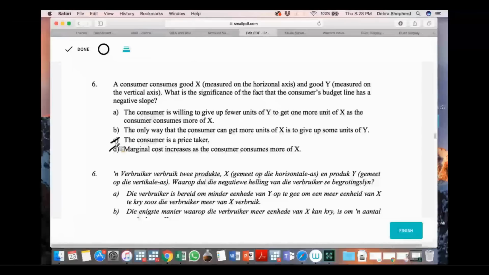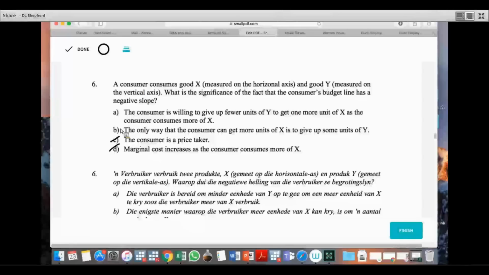C is also wrong. The budget line has to do with what is actually possible for a consumer. So a consumer has a certain income. They're consuming two different products, and those two products have different prices. So the budget line reflects what is possible for the consumer. So the only options we have left are A and B.